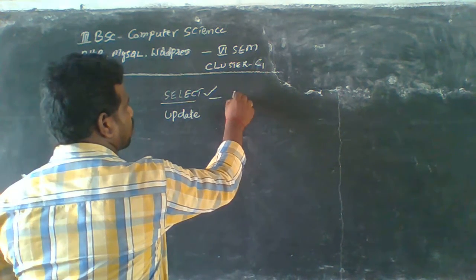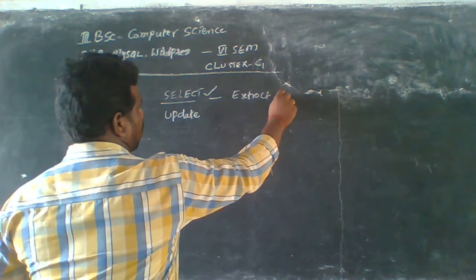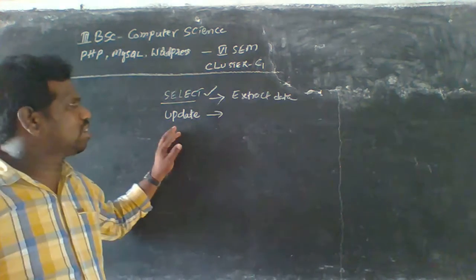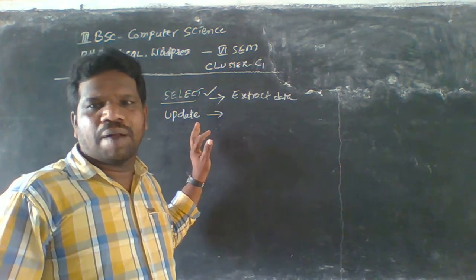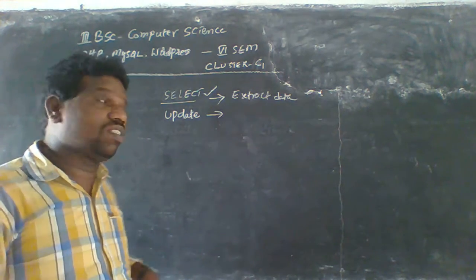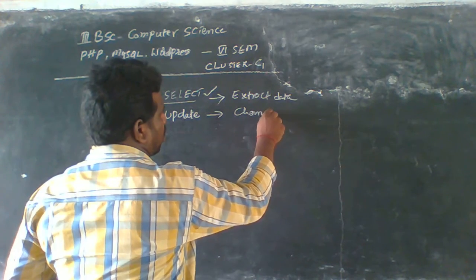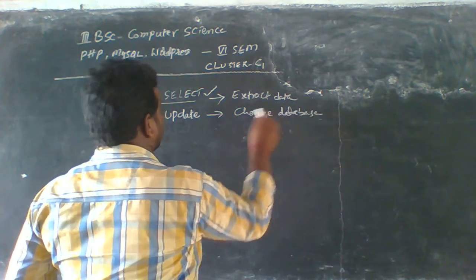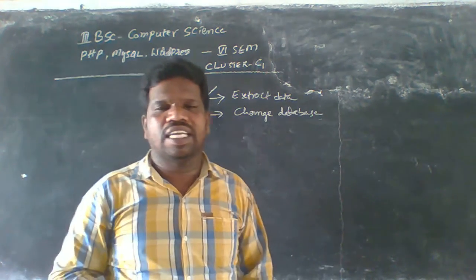And the next one is called the update command. Okay, so update is one of the commands which is available in the DML commands. It updates data in the database here, that means it changes the database.